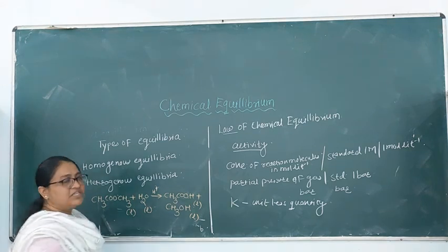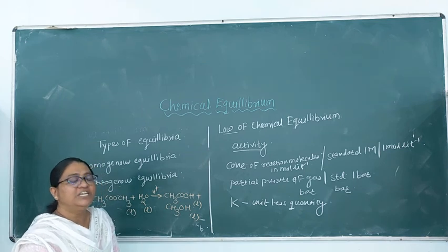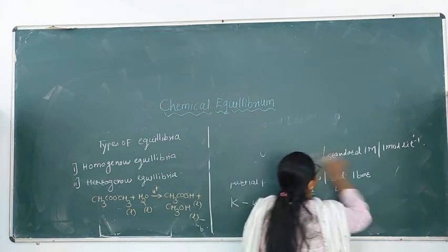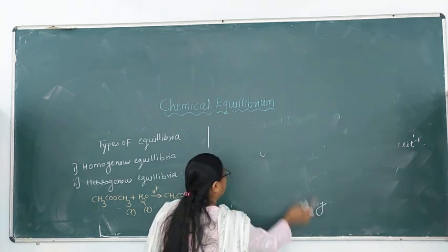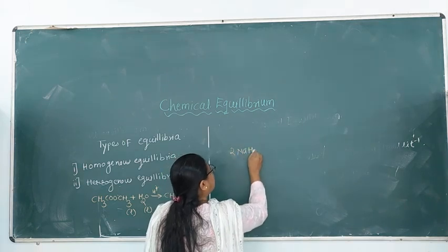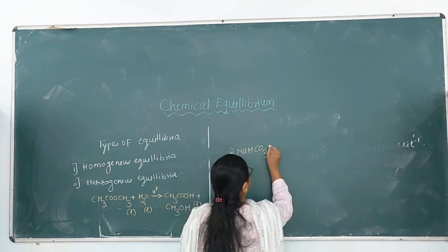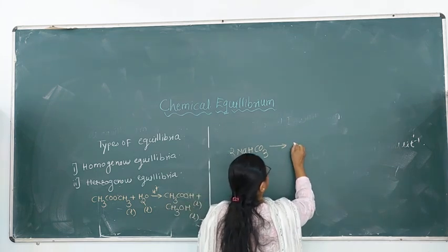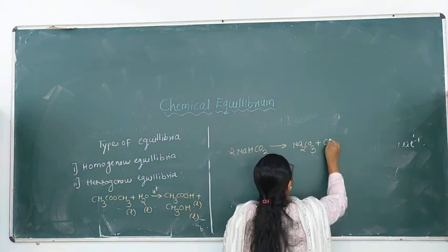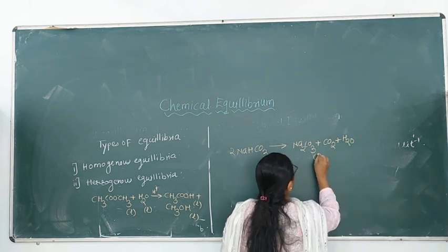What is heterogeneous equilibrium? Where the reactants and the products are in different phases. Such chemical equilibrium reactions are said to be heterogeneous equilibria. For example, the decomposition of sodium bicarbonate. This gives sodium carbonate plus carbon dioxide plus water.